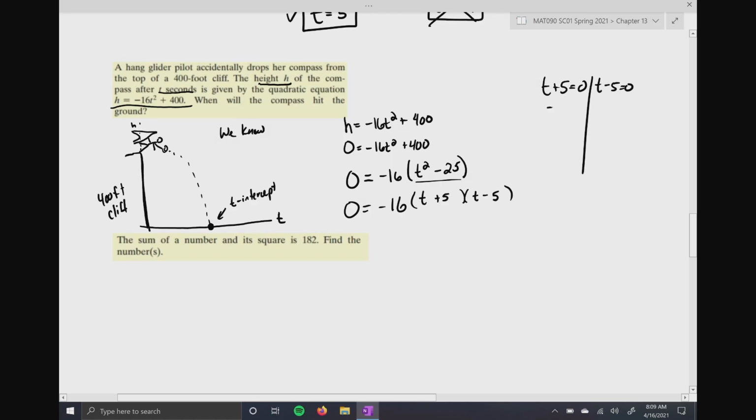So now I set each one of these factors equal to 0. So the first one I solve by subtracting 5 from both sides of my equation. The second one I solve by adding 5 to both sides of my equation. Now, mathematically, this is correct. I get 2 answers mathematically. But in this application, only one solution is valid. Which one is it? 5. Why? Because you can't have negative seconds.